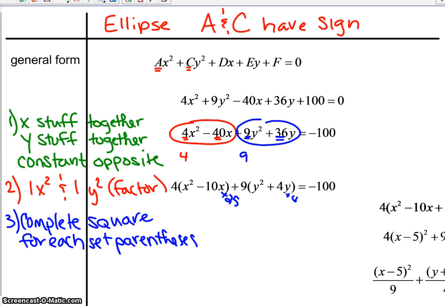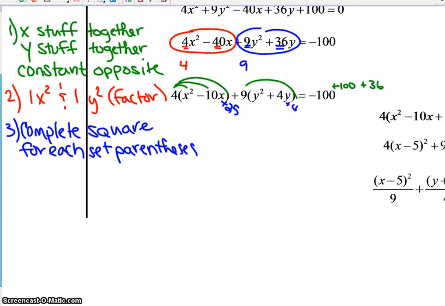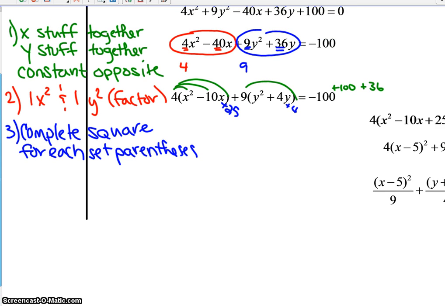Now what you got to be careful of is I'm not just adding 25, I'm adding 4 times 25 here. So I'm actually adding 100, so I have to add 100 to the other side as well. I'm actually adding 36 there. So that's one place where you got to be careful, because sometimes we forget that we're adding more than just that piece that's half the linear piece squared.